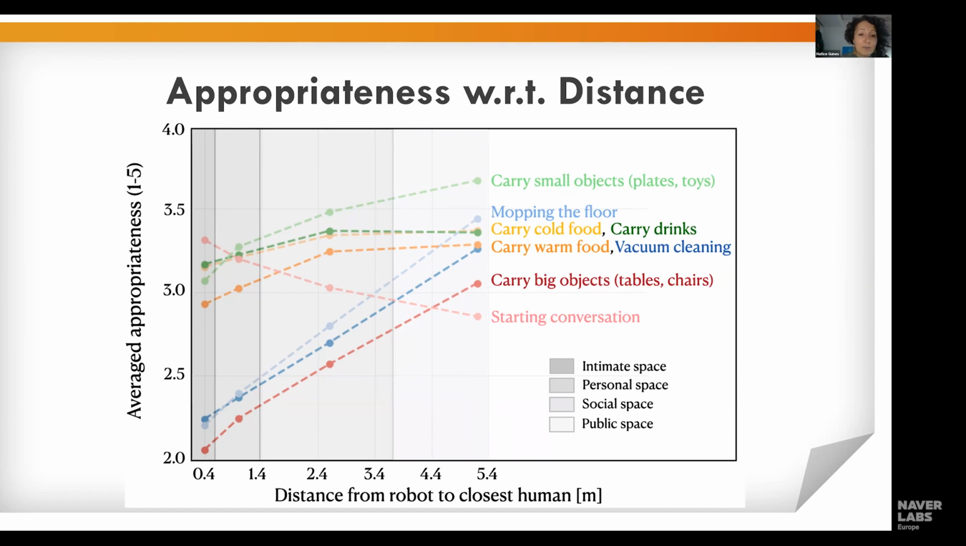This is the opposite for things like mopping the floor, vacuum cleaning, or carrying big objects. These are really inappropriate when the robot is very close to the human being. And as the robot moves away from the human being, they become more appropriate, so in the public space, for instance.